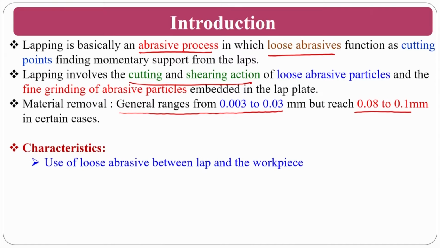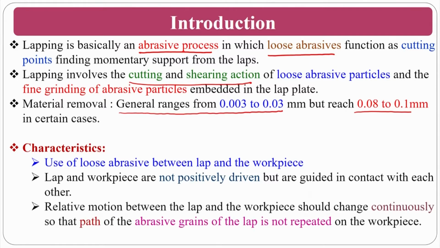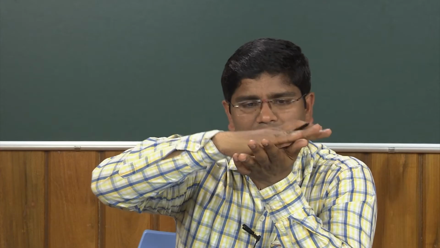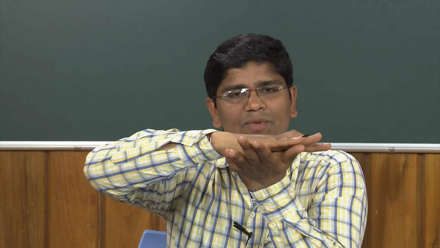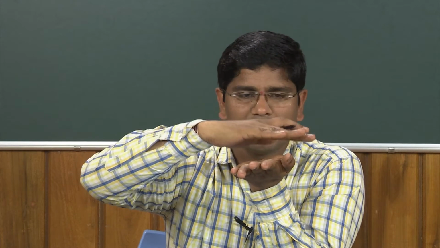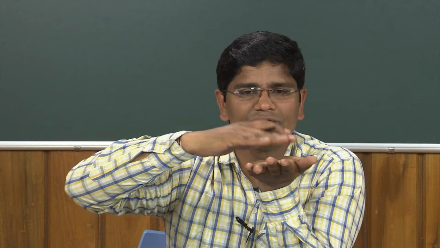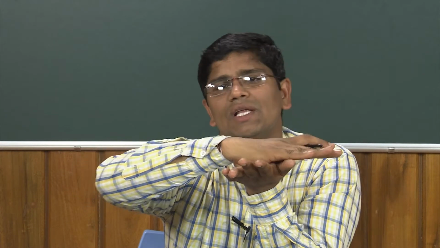So the characteristics of the lapping process: it uses loose abrasive particles between the lap and the workpiece, which you have seen in the previous slide. The lap and the workpiece are not positively driven, but are guided in contact with each other, because two contacts will be there. In between, the fluid as well as abrasive particles will be there. So there will be a fixed one, there will be a lap, and in between the medium will be there, and the workpiece is fixed on the bottom, and you can do the lapping process.